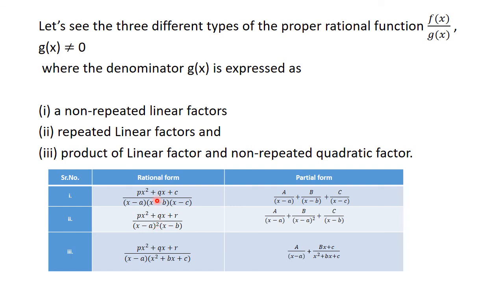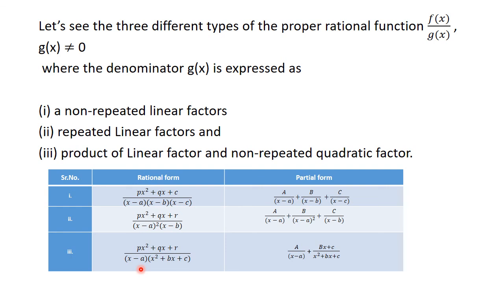Now this rational form can be expressed in partial form as A by x minus a plus B by (x minus a) whole square. Remember this very carefully, it is easy to apply and understand if you observe it carefully. Plus C by x minus b, that is the non-repeated linear factor. So this is the partial form for this one.